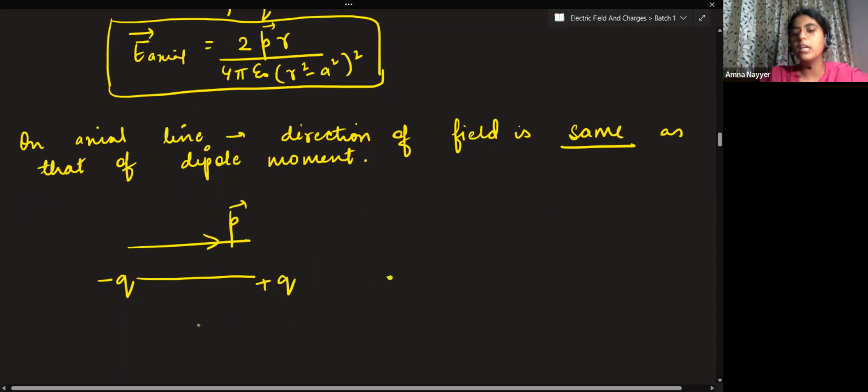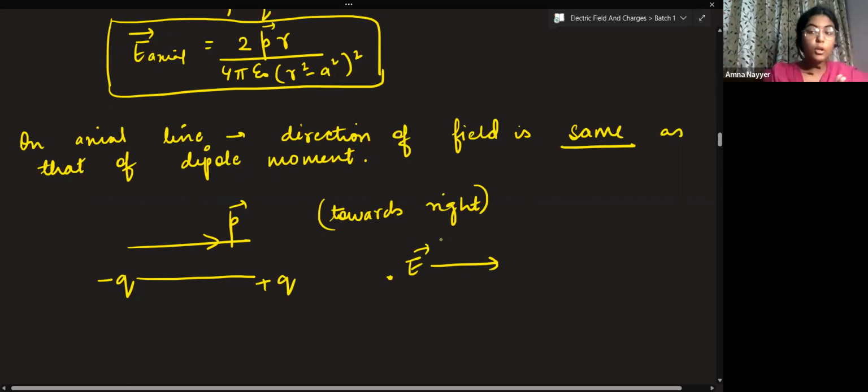Now, if I give you a point on the axis of this dipole, which case is this? Electric field on the axial line of the dipole. For electric field on the axial line of the dipole, the direction of electric field is the same as that of dipole moment. So if the direction of dipole moment is towards right, then the direction of your electric field will also be directed towards right. This is how you take out the direction. So you have to remember the direction for the dipole moment.